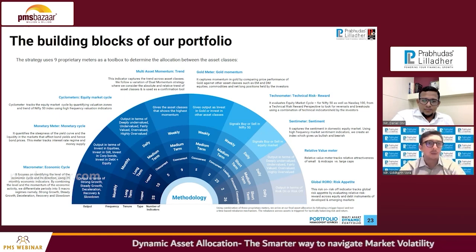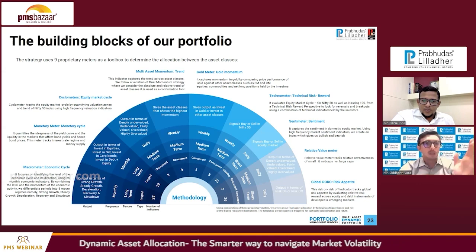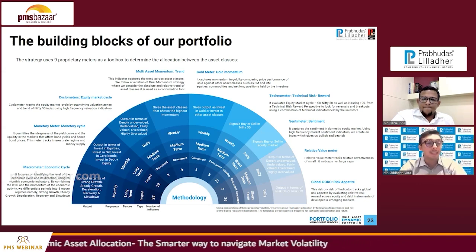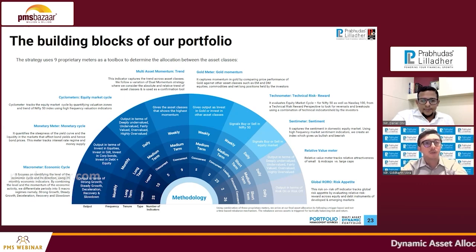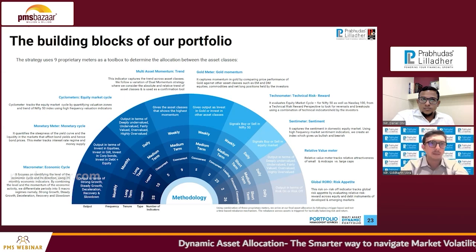And the first factor which we believe is extremely important on a long cycle basis is the economy itself. So we have a proprietary tool called the Macrometer, which focuses purely on understanding economic cycles and where we are in part of the economic cycle. Are we in a strong growth regime? Are we in a steady growth regime? Are we in deceleration, recovery, or slowdown? And the Macrometer understands not just the domestic economic cycle, but also the global economic cycle, and therefore gives us a strong perspective on how asset allocation should be done, keeping the economic cycle in mind.